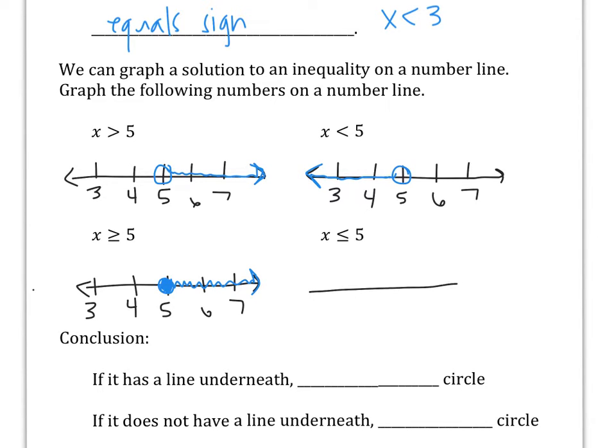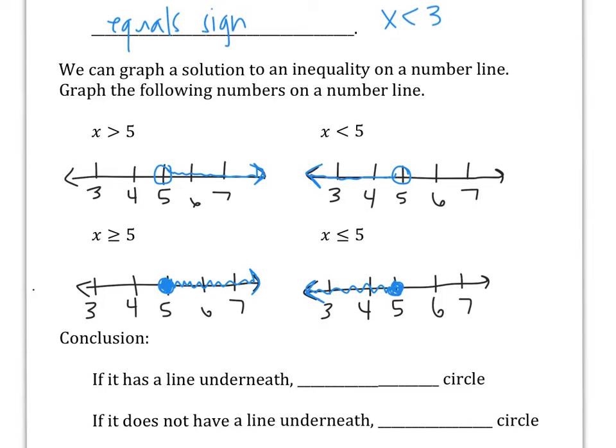Very similar, x is less than or equal to 5. I'll put 5 in the middle, 6, 7, 4, 3, and then I'll put a closed circle at 5 and shade to the left because less than 5. And that's how to graph an inequality on a number line.